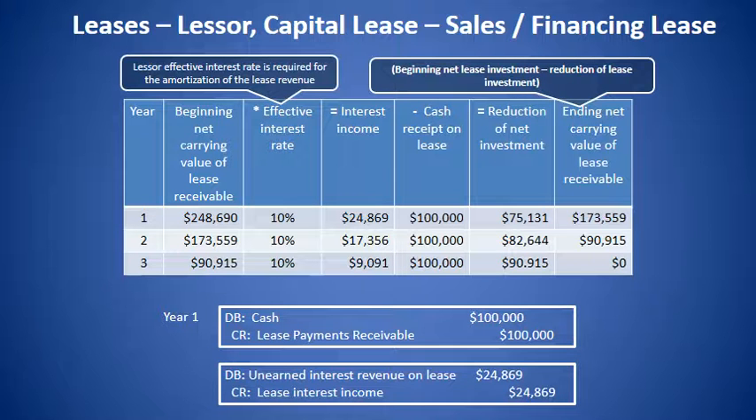Again, we're going to get paid by our customer. We're going to get paid $100,000. So the first $24,869 goes to the payment of interest, and then the remaining amount goes to the reduction of the lease principal, or the reduction of our net investment on the lease.